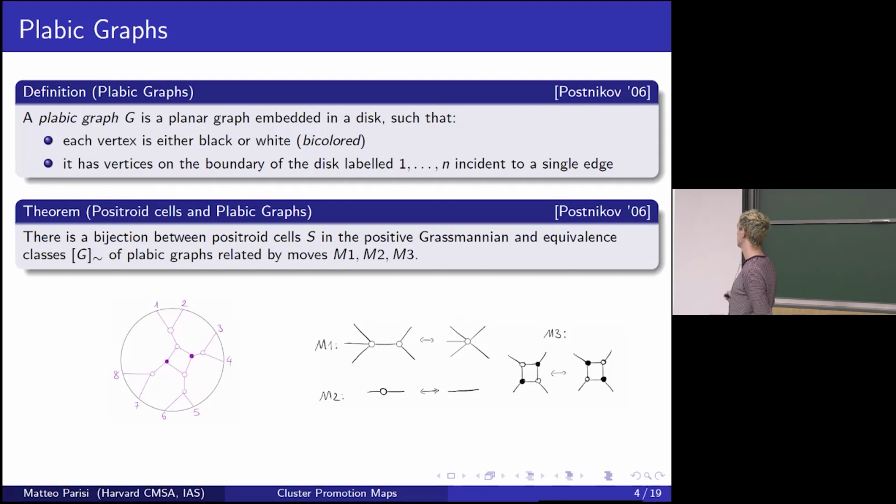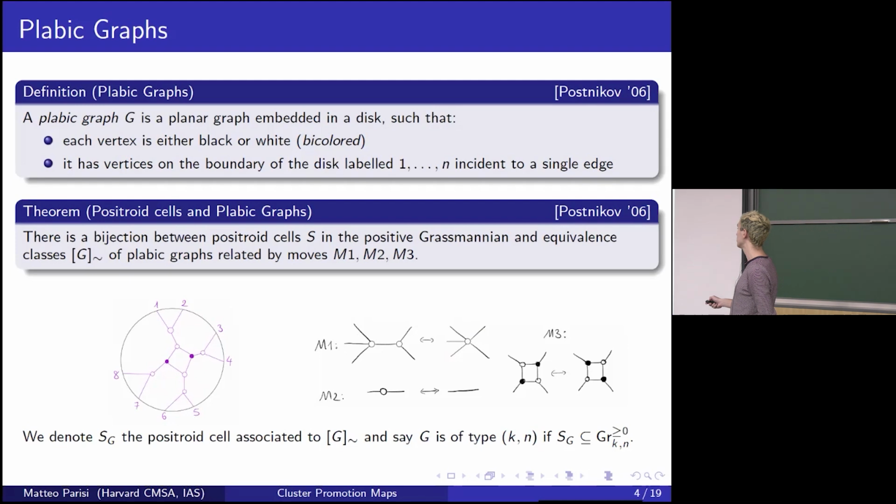Here I illustrated some of these moves. This is not strictly necessary for our talk, but there are some moves that you can perform, and if two graphs are related by these moves, they are considered equivalent. In particular, we can label each positroid cell according to the equivalence class of plabic graphs. We denote by S sub G the positroid cell associated to a certain equivalence class of graphs. A plabic graph G is said to be of type (k,n) if the corresponding positroid cell is inside the positive Grassmannian Gr(k,n). So here it's going to be (2,8). Okay.